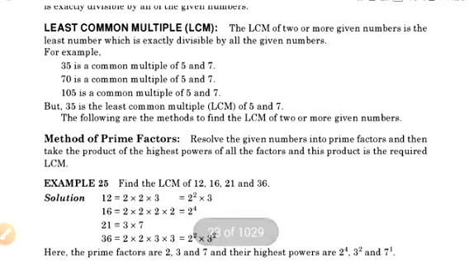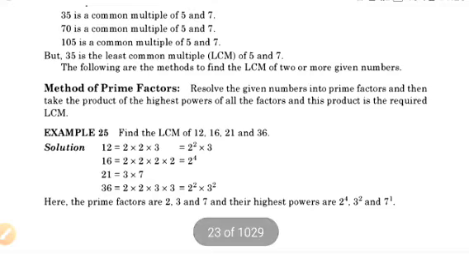So by using the prime factorization method, we have to find the prime factors for each of the given numbers, that is for 12, 16, 21 and 36 separately. Okay, so we have resolved the given numbers into prime factors, and then we have to take the product of the highest power of all the factors, and this product will be the required LCM.